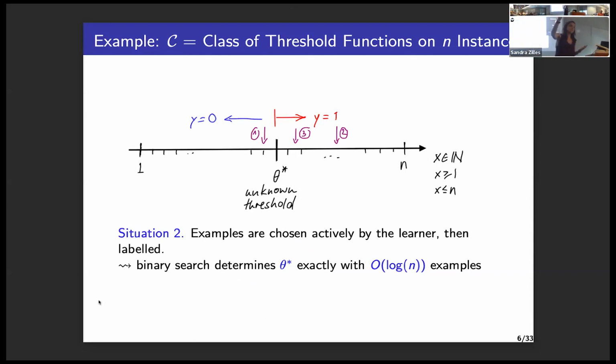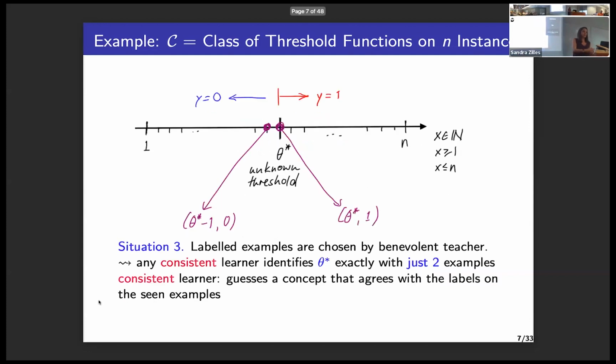Well, you would basically do binary search, right? You would pick a point somewhere in the middle, and then depending on the label, say it has label 0, then you know the true threshold is to the right of this point, and you keep halving the space. So with log n many examples that you draw as an active learner, you will have identified the target exactly, okay?